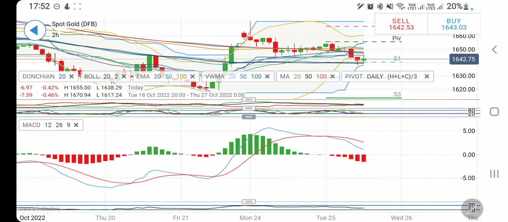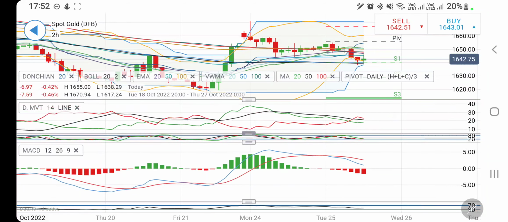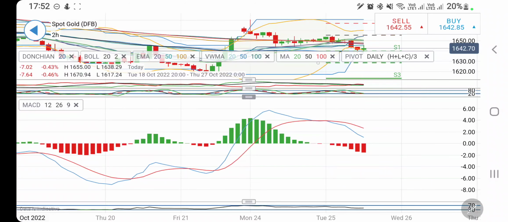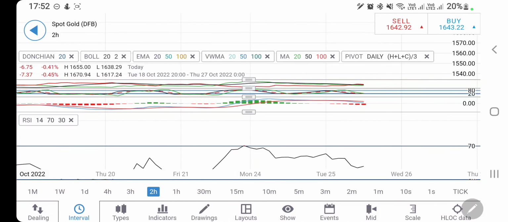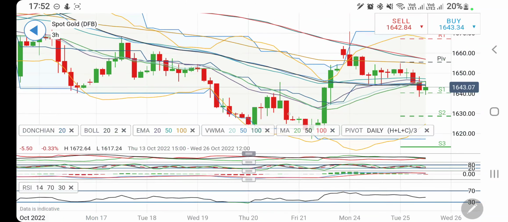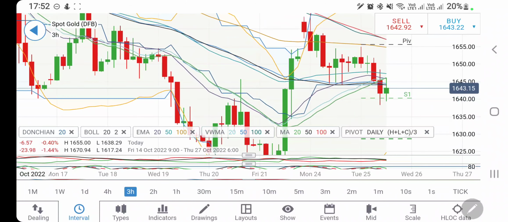Directional movement trading at the bottom, stochastic trading at the bottom. Directional movement is bearish, and if you look at the MACD, this is divergent and bearish. It has just crossed over a few candles back and it is trading with divergence indicating bearishness. The RSI is also trading comfortably there, trying to look upwards a little. Now look at the 3-hour charts.